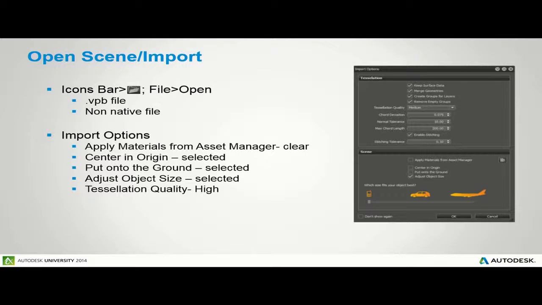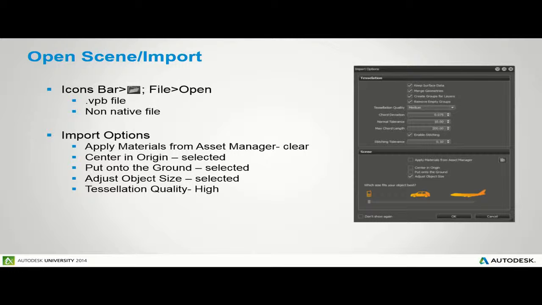For me, I clear apply materials from asset manager, because I want all the materials that come from the original CAD data software to be converted into the VRED TrueLight plastic material. So all the materials are converted into the base plastic material. From there on, we can just keep on converting them to the required material, for example, brushed metal, chrome, the metallic car paint, the tire, and so on and so forth.